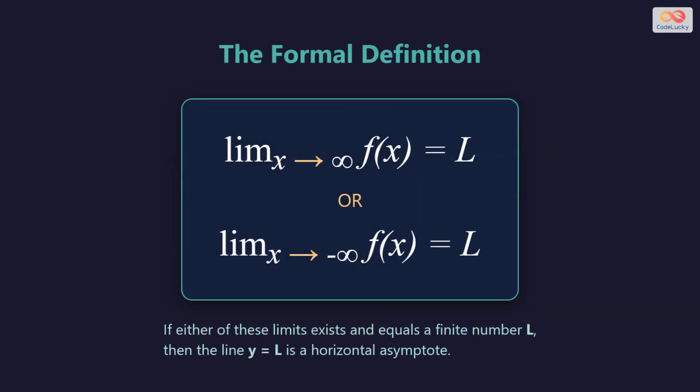In mathematics, we express this using limit notation. We write the limit of f of x as x approaches infinity equals L. If this limit gives us a finite number, then the line y equals L is our horizontal asymptote.